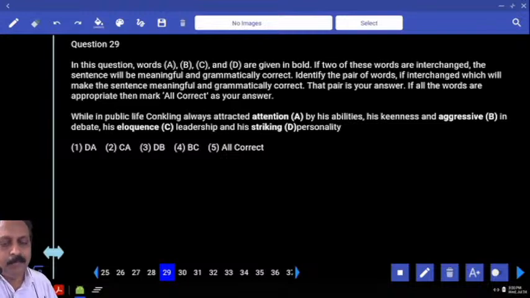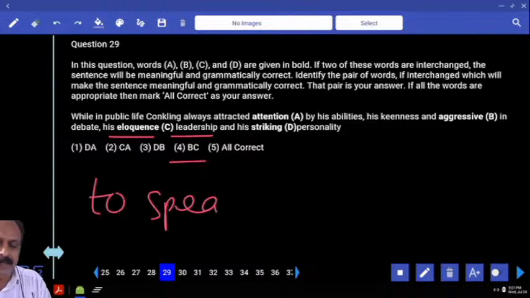While in public life, Conkling always attracted attention by his abilities, his keenness and aggressive in debate. Can you say aggressive in debate? The word form is not correct. His keenness and aggressiveness would have been better. But his keenness and eloquence in debate, his aggressive leadership, that makes sense or no sense? So which two words you have to change? B and C, which option is that? Fourth option. And here eloquence, please write the meaning. Eloquent speaker, to speak clearly.